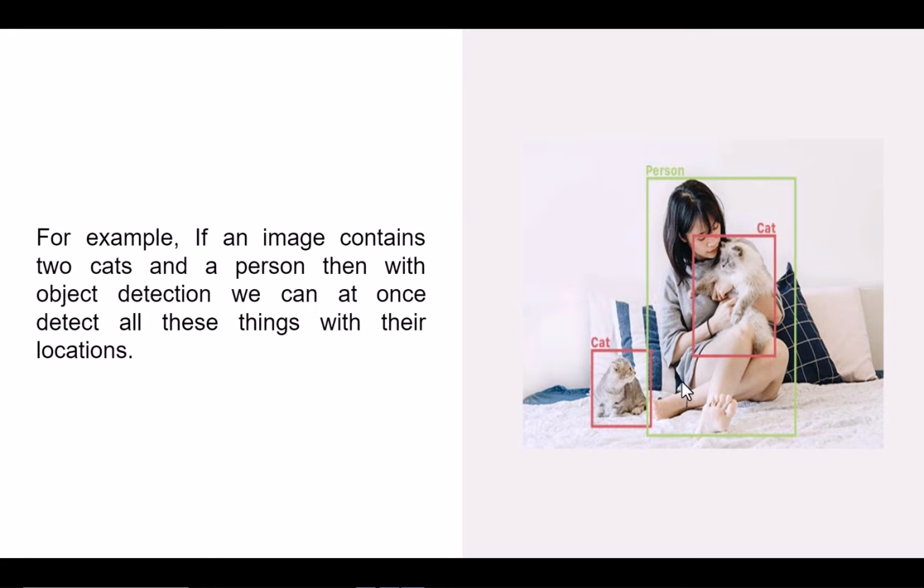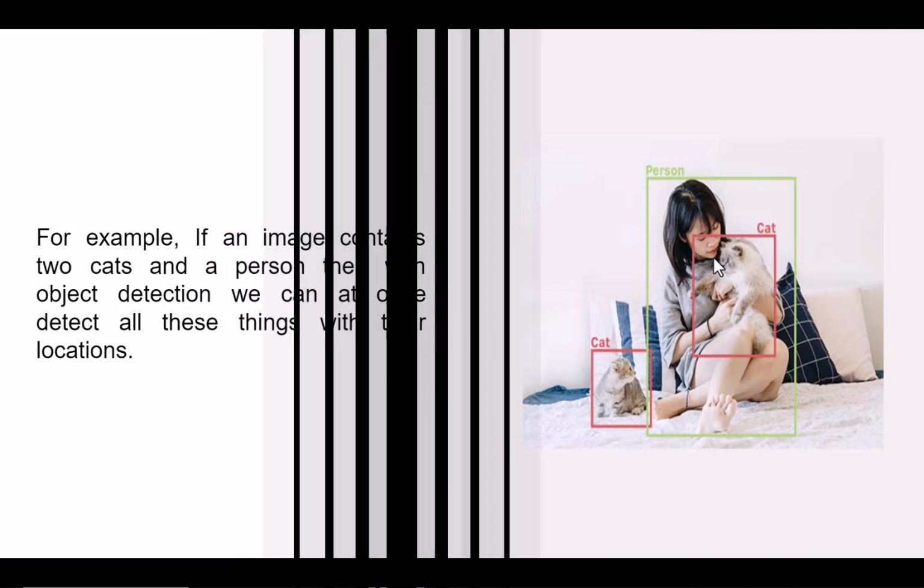So when we pass this image to our object detection model, it is going to detect that two cats are present inside this picture along with the person. And our model will also return where in the image these objects are present. So using object detection, we can get the things present in an image along with their location.